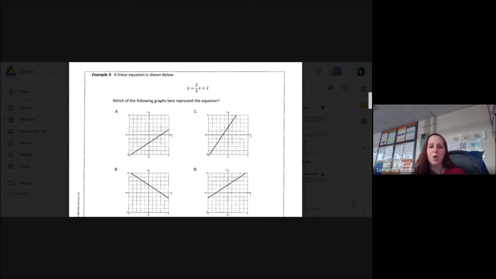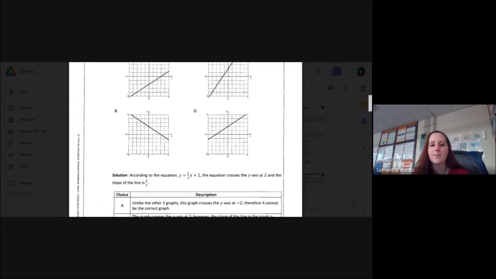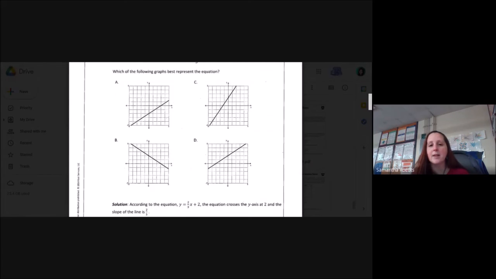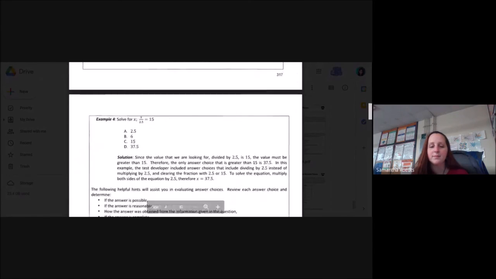Example three, a linear equation is shown below. Y equals 2/3 x plus 2. Which of the following graphs best represents the situation? A, B, C, or D? According to the equation y equals 2/3 x plus 2, the line crosses the y-axis at 2, and the slope of the line is 2/3. That means I can eliminate A automatically because it crosses at negative 2 as opposed to positive 2. The other three cross at positive 2. B, however, has a negative slope, so I can eliminate that one. For C, I went up 2, but not over 3. So C is also eliminated, which means D is my correct answer.